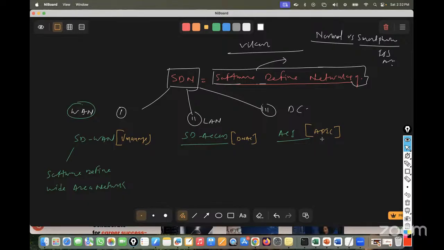Means there are three entities. So any company who has all three solutions together, that means they have the complete SDN solution in their network. Now the question could be, which vendors are going to give that solution?